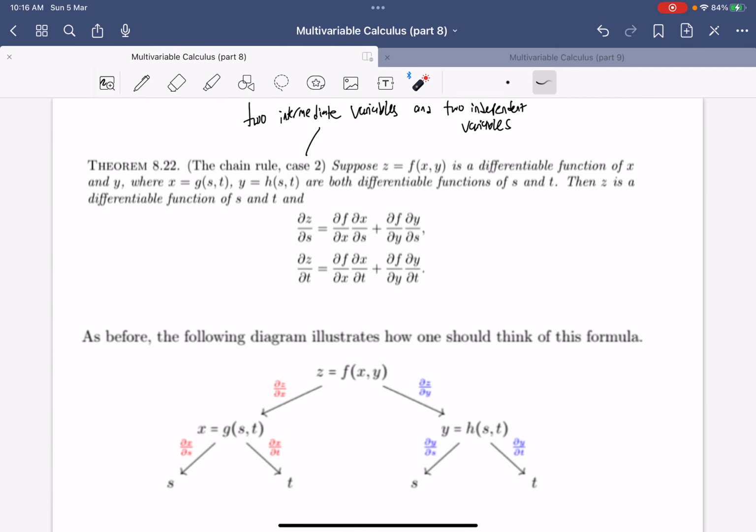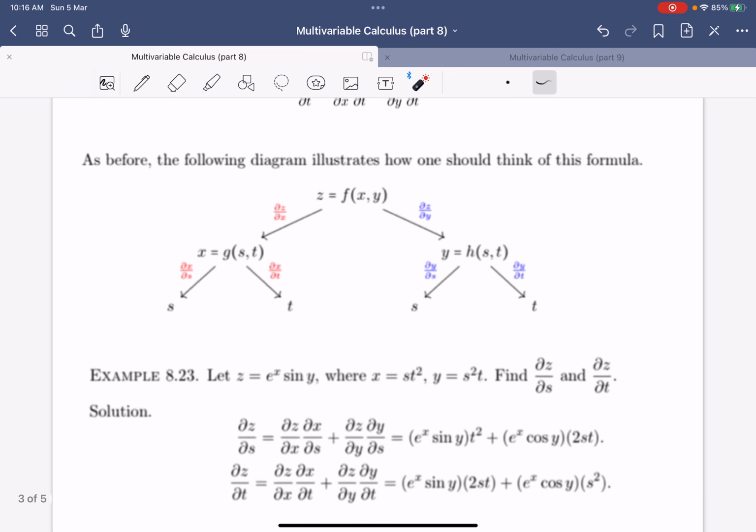And now we want to extend it out to even more variables, where we have two intermediate variables, x and y, and also two independent variables. So x is in terms of s and t. So in this case, when we want to talk about the derivative, we cannot have dz/ds anymore, because z can be broken down all the way to two variables.